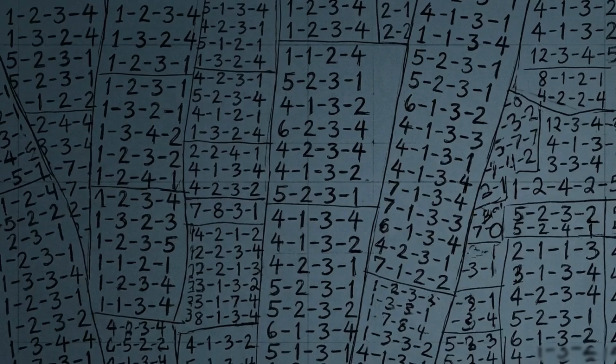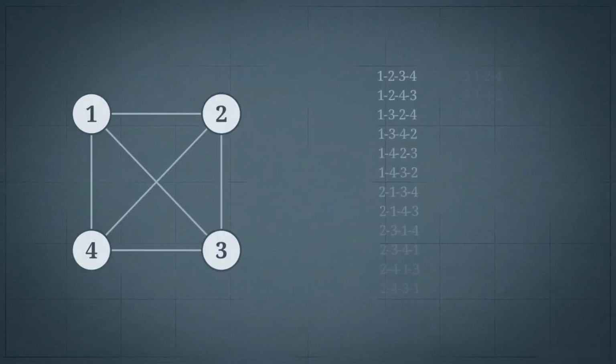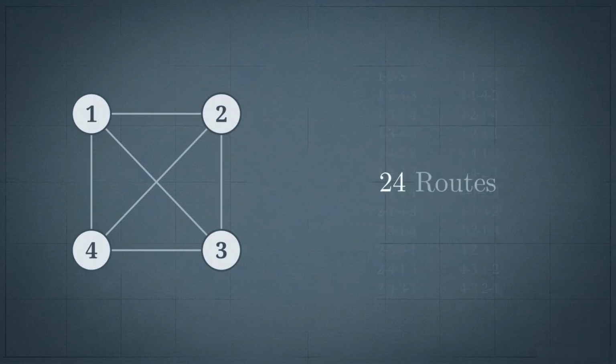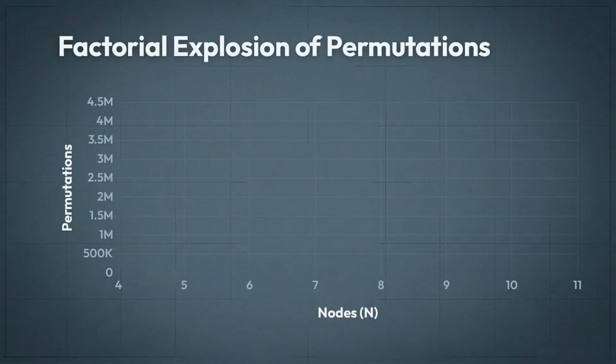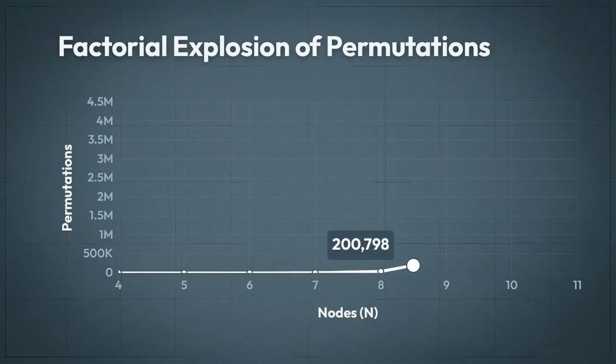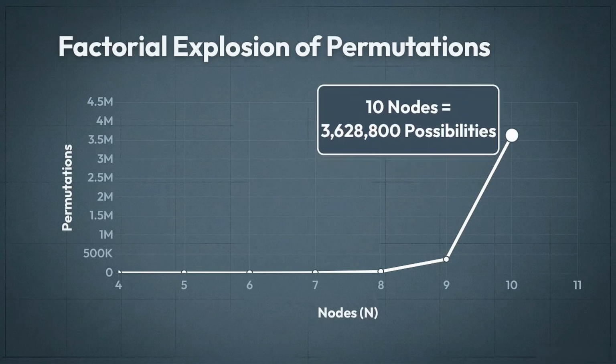To find this cycle, a naive algorithm might try a brute force approach, guessing every possible sequence of nodes until it finds one that works. In a small 4-vertex graph, there are 24 possible routes to calculate. That is 4 factorial. 4 times 3 times 2 times 1. As nodes are added, this factorial growth creates an explosion of permutations. For a 10-node graph, the possibilities exceed 3 million. This results in a time complexity of O of n factorial.